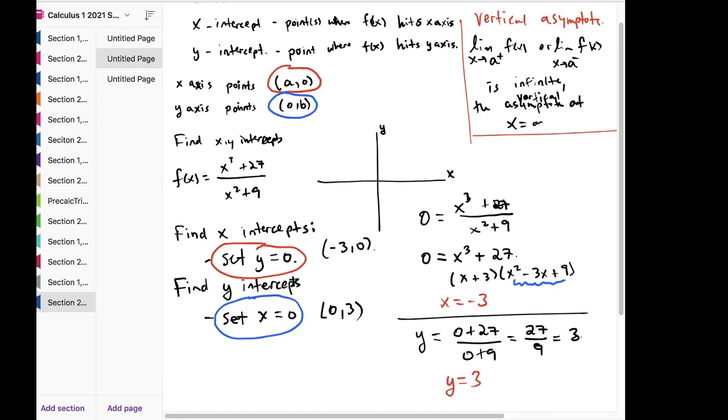Are there any problems with this function here, (x cubed plus 27) over (x squared plus 9)? Are there any places where you think there might be infinite limits? So in a rational function, where might you expect a vertical asymptote to occur?